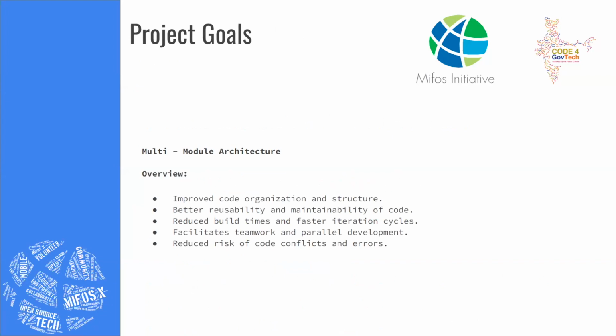So the advantage of using multi-module architecture is that it helps us improve code organization and structure, and also it helps the modules to be reusable and the code to be maintainable. And especially for Android development in Android Studio, it greatly helps to reduce the build time of the Android app, which helps the developers to build their app faster.